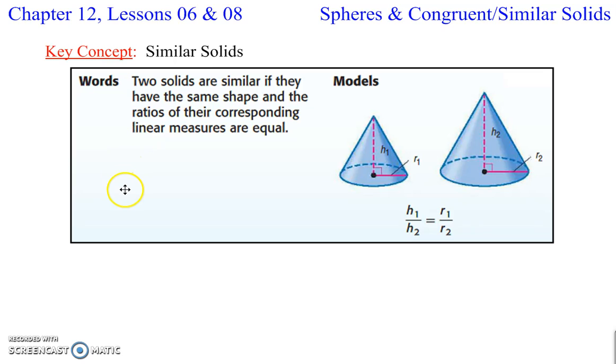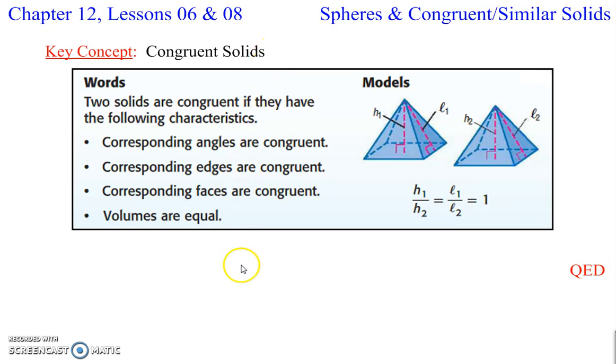Okay, similar solids. Similar solids, they are similar if they have the same shape and the ratios of corresponding linear measures are equal. So we have proportions here between similar solids. So the ratio between the two is equal between the corresponding measures.